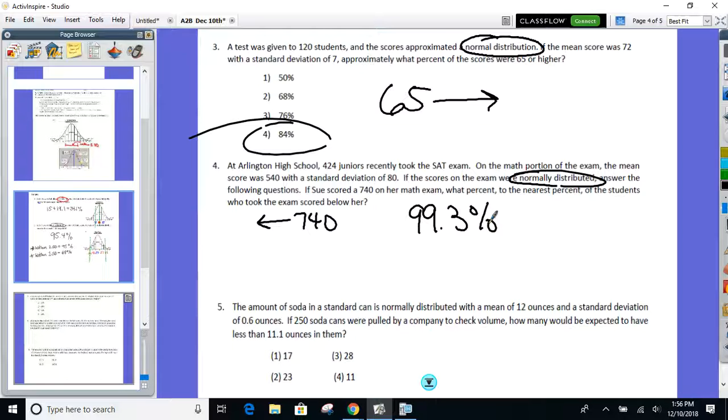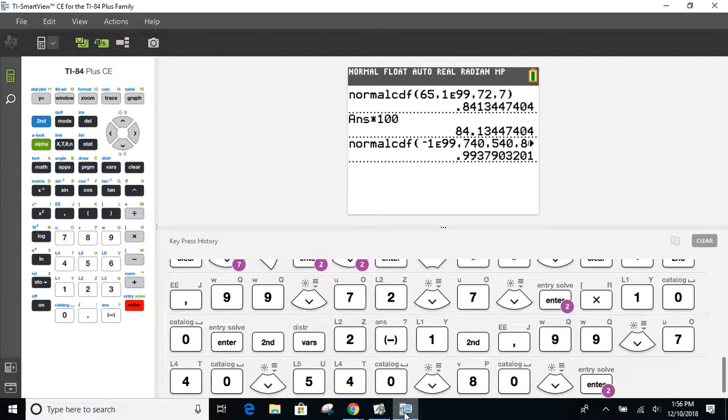Before I go on to the next one, because you will see these problems on the Regents exam and on our quiz and test, how do you show work? Because you just can't write down 99.3 and that's it. How do you show work? And it's the greatest thing ever. Ready? All you need to show me is that right there.